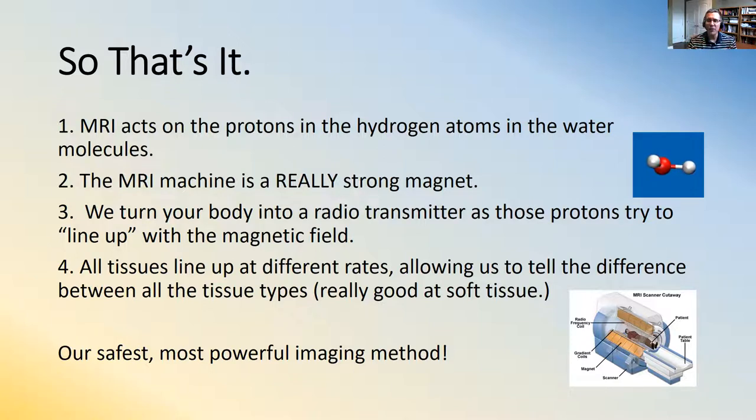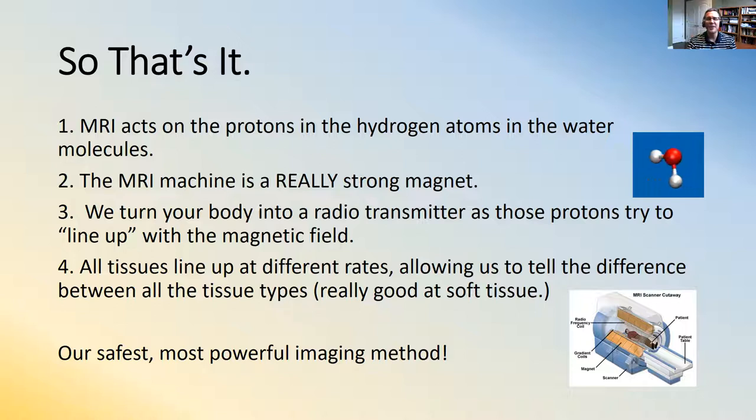So all in all, this physics and chemistry turns MRI into one of our safest, most powerful imaging methods. It is an absolutely miraculous feat of technology that allows us to see inside your body. 21st century medicine is so exciting. It is such an interesting area of physics to study.